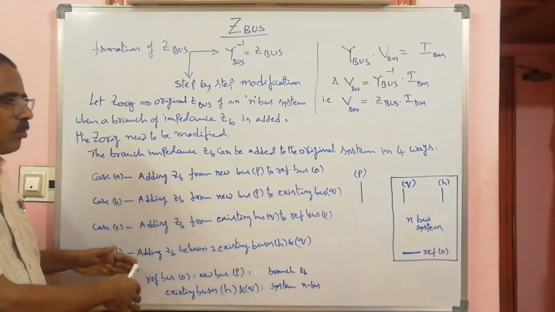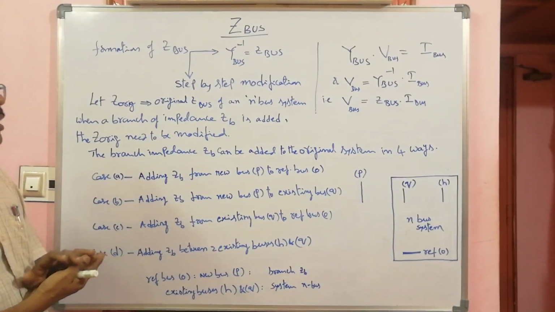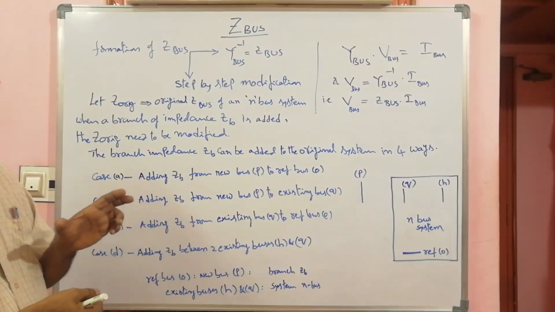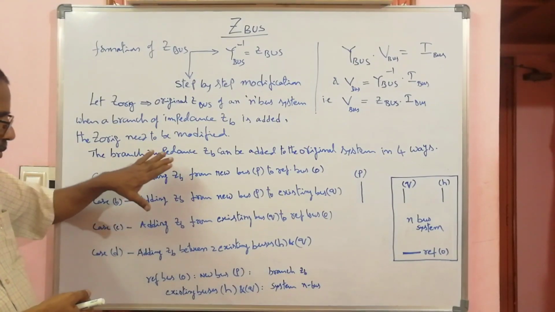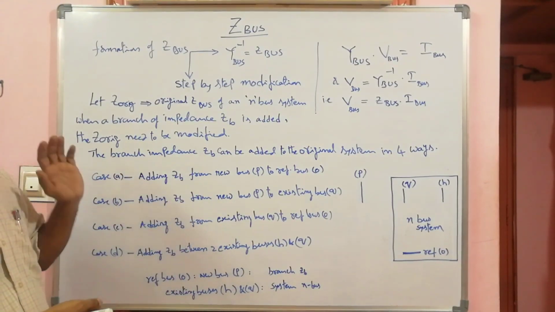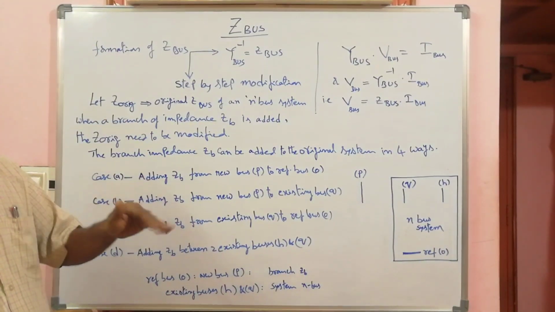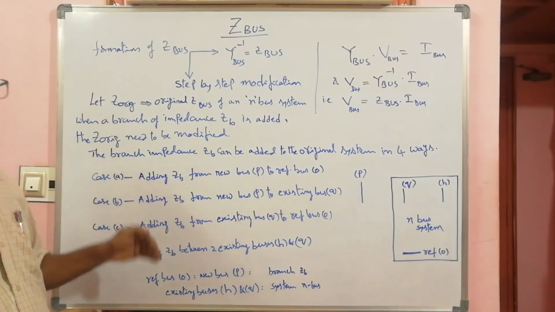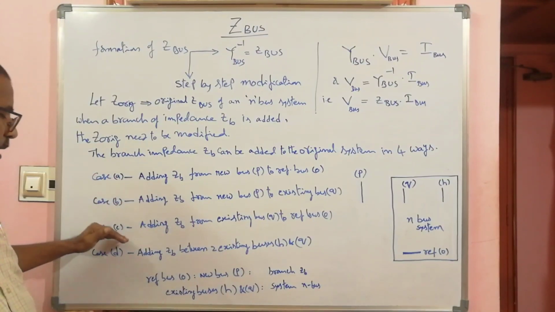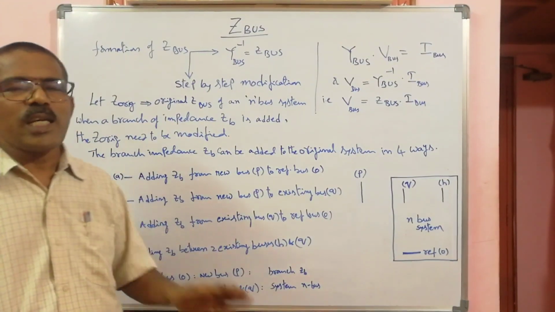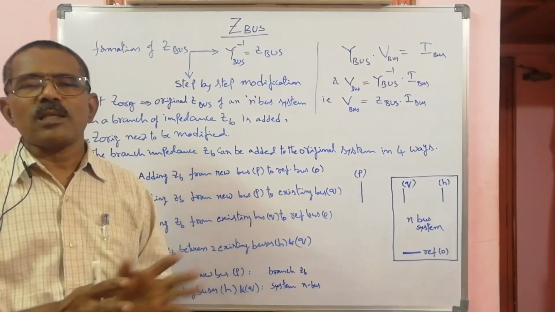So these are the four cases you can observe if you want a particular branch, a particular line, having branch impedance ZB. So you must be very, very clear with all these four combinations, because when you are doing something, you should identify which category that modification belongs to. Is it case A or case B or case C or case D? And for each case, there is a set procedure. You should strictly follow that procedure.